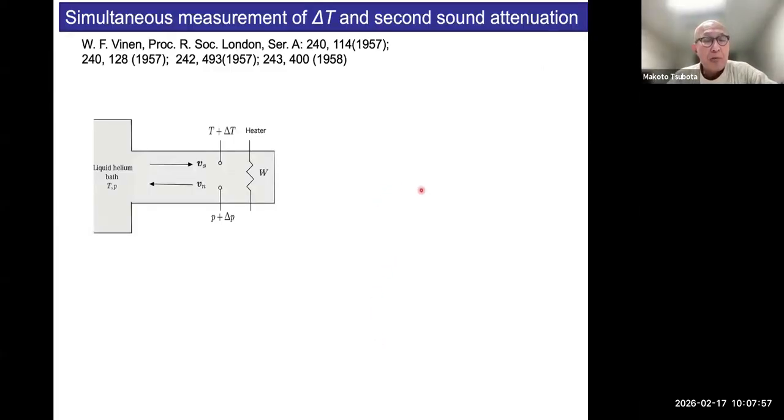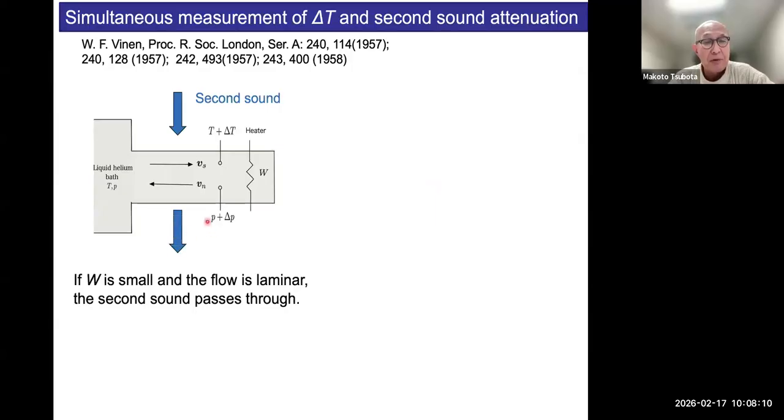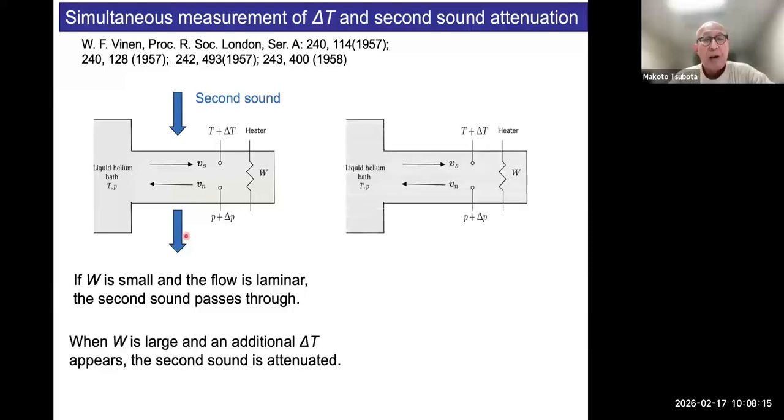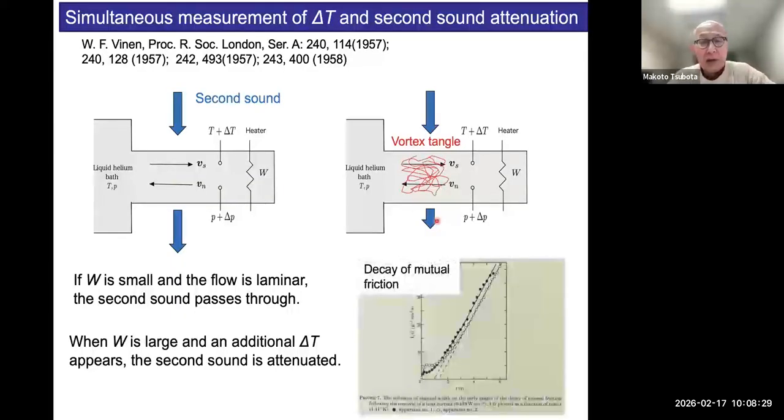The pioneering experiments of simultaneous measurements of delta T and the second sound attenuation were performed by Joe Vinen a long time ago. When W is small and the flow is laminar, the second sound passes through and nothing happens. However, when W is increased, the additional delta T appears. Second sound is attenuated due to the vortex tangle that appears. And Vinen observed the time dependence of the mutual friction due to the vortex tangle like this.